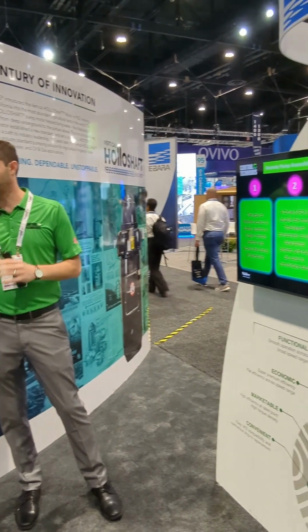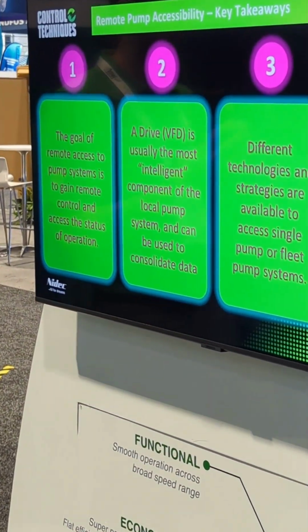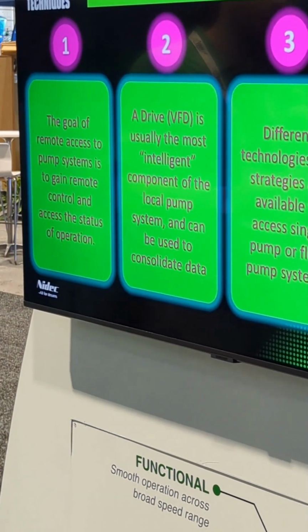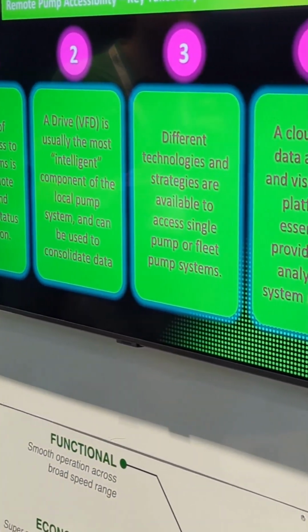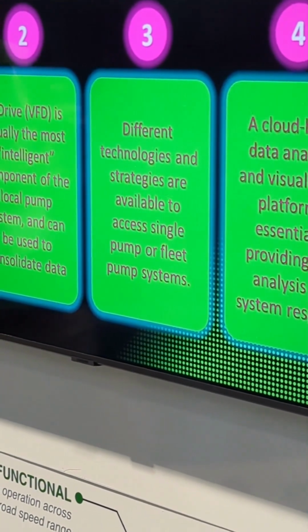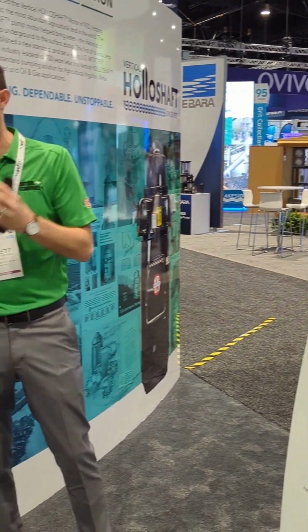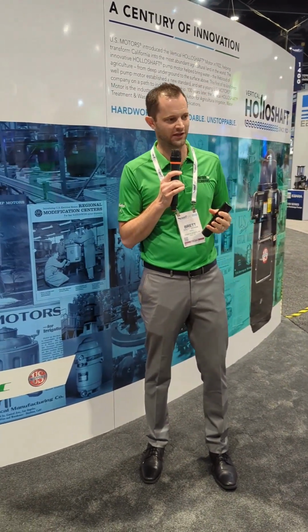The second is understanding the drive is usually the most intelligent part of the system. That's where the data consolidation is, and that's where you're going to go and get what you need out of the pump system. Thirdly, there are different technologies that allow us to access either a single or a fleet pump system. They differ, and they have different advantages to it. So if you have a lot of pumps, you might go point to point to those pumps and use a single pump access strategy, or you may use a fleet access strategy on the system.